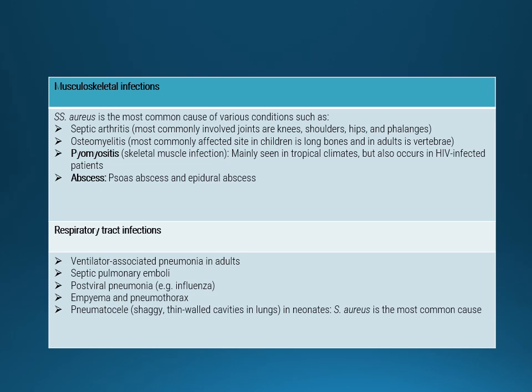Among musculoskeletal infections, it can cause inflammation in the joints like septic arthritis, or it can cause osteomyelitis. In respiratory tract infections, it causes ventilator associated pneumonia. Then post-viral pneumonia, it can be the causative agent, as well as empyema and pneumothorax. So there are so many infections which can be caused by this bacteria.